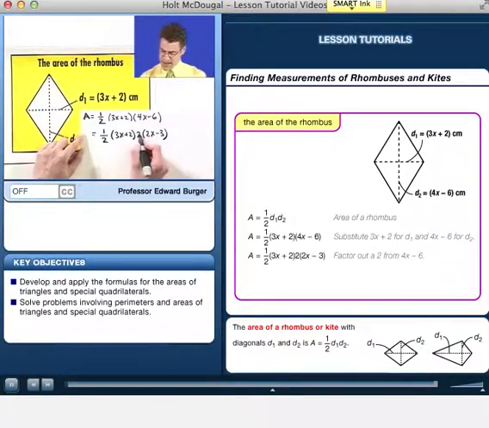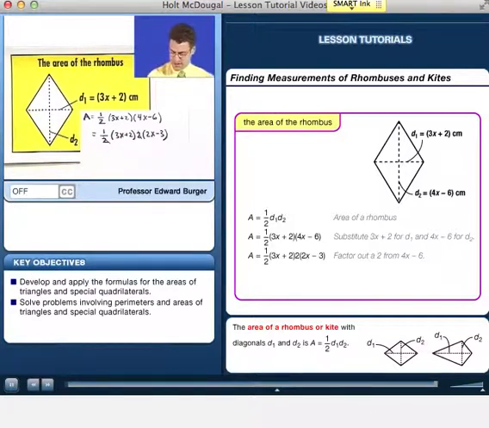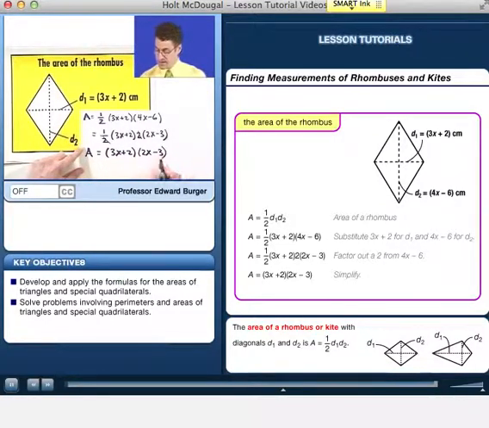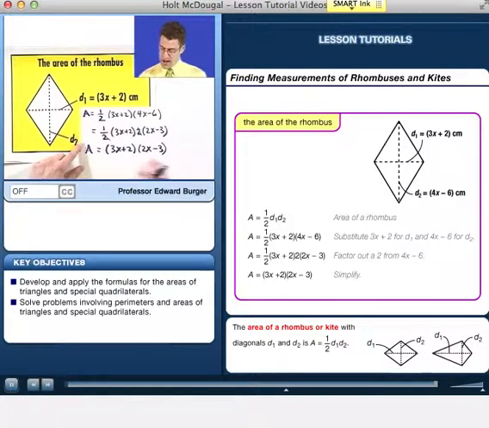And when I do that, that 2 in the numerator and that 2 in the denominator can simplify a little bit. And so I'm just left with this for the area. Area equals (3x + 2) times (2x - 3). Now that's the way I would keep the answer. If it were me, I would keep it like that.